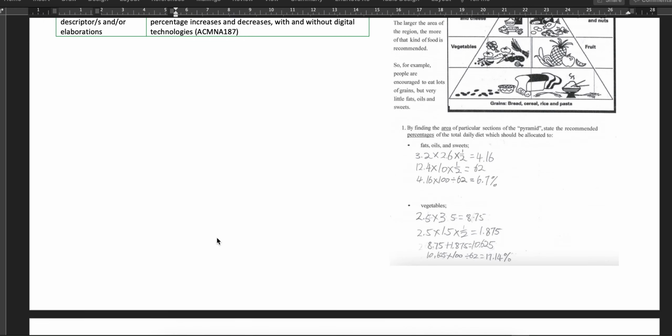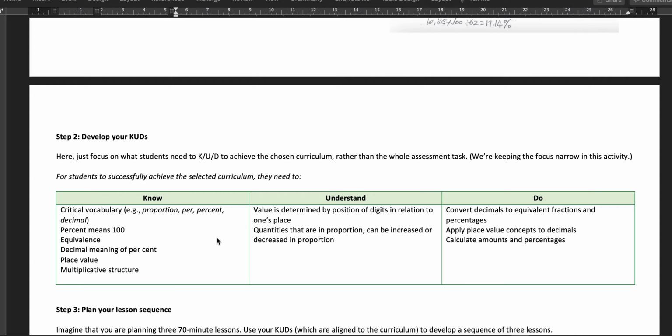So that's the first step. Step 2 is to develop your CUDs. So usually when we develop CUDs, we think about them in relation to the whole assessment task. But for this activity, just write down some CUDs that relate to that one or maybe two parts of the curriculum that you're focusing on. So you can see here I've got a number. It's not an extensive list, but things that students would need to know about proportions, about place value, understandings that they'd need to have, again, around place values, around proportions, and a number of things that they would need to be able to do. For example, converting decimals to fractions and percentages.